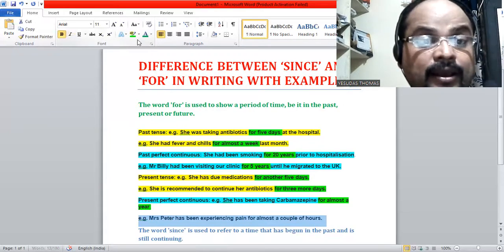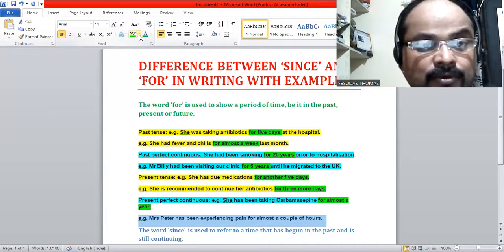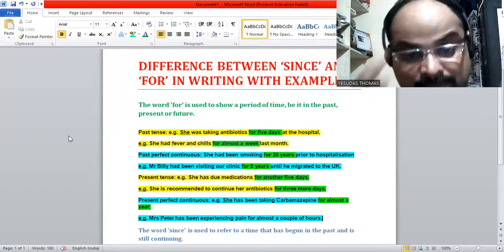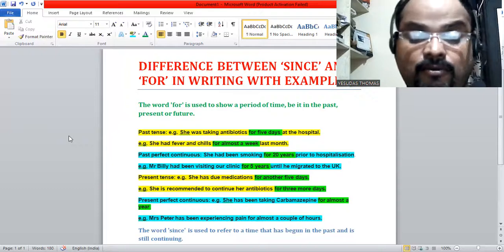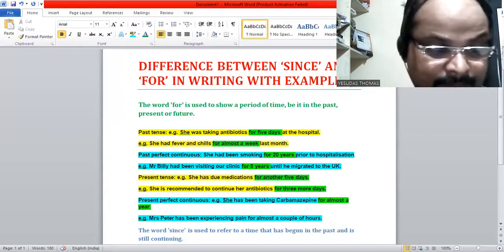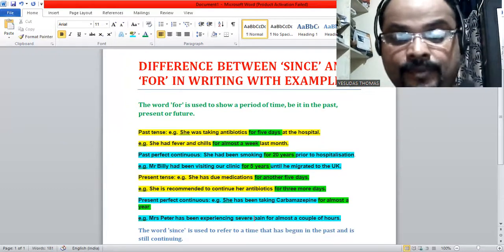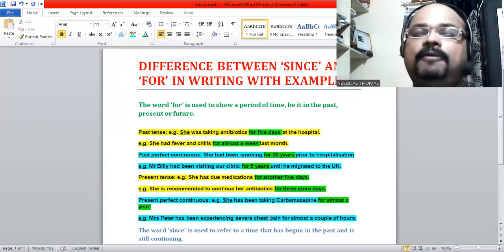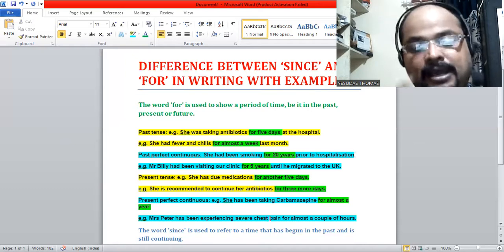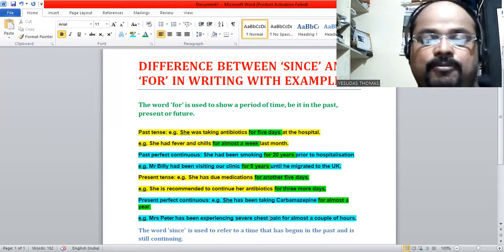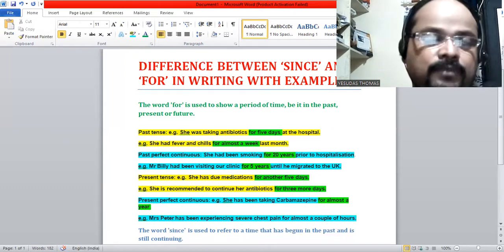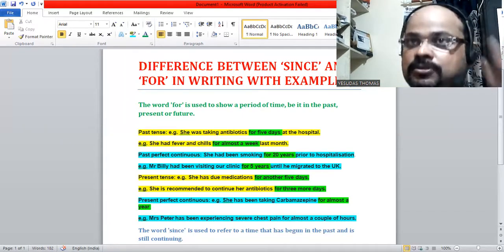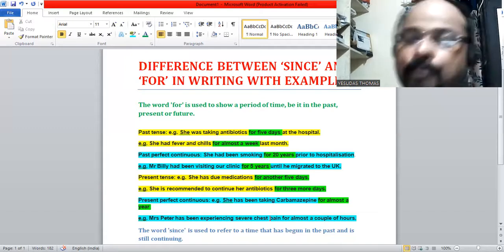So I have another sentence here for your reference. Mrs. Peter has been experiencing pain. What type of pain? I can say it's severe pain. Severe pain. What type of pain? Chest pain. For almost a couple of hours. Mrs. Peter has been experiencing severe chest pain for almost a couple of hours. Therefore, she was transferred to the hospital via an ambulance.